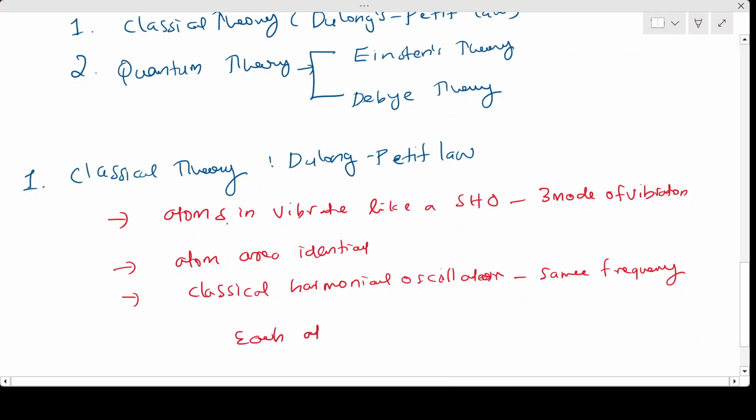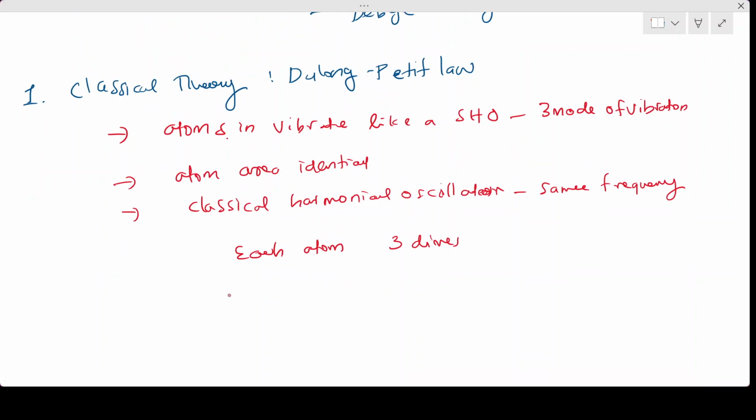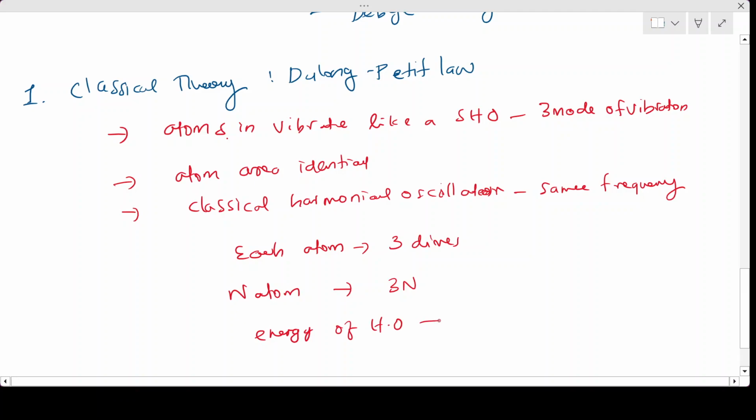Now we say that each atom has three dimensions, so there will be three modes of vibration. If I have n atoms, there will be 3n modes of vibration, which we already discussed. The energy of this harmonic oscillator is equivalent to 3kBT, where kB is the Boltzmann constant.